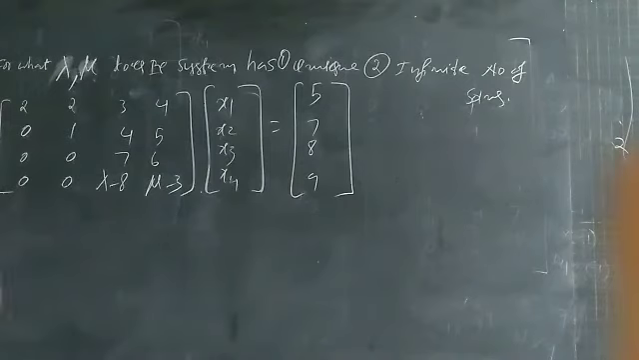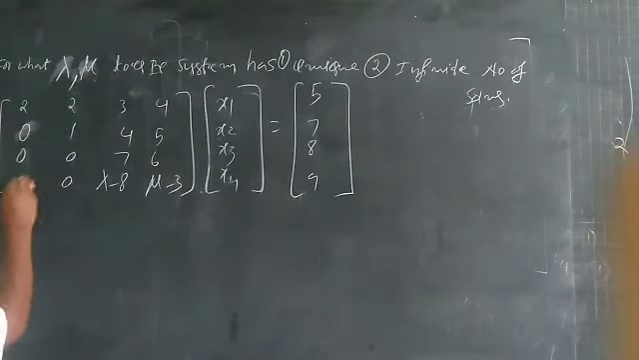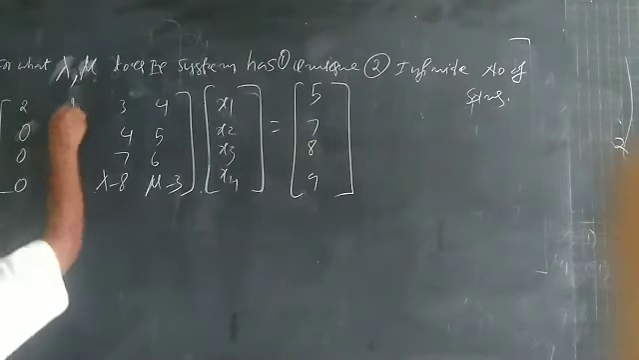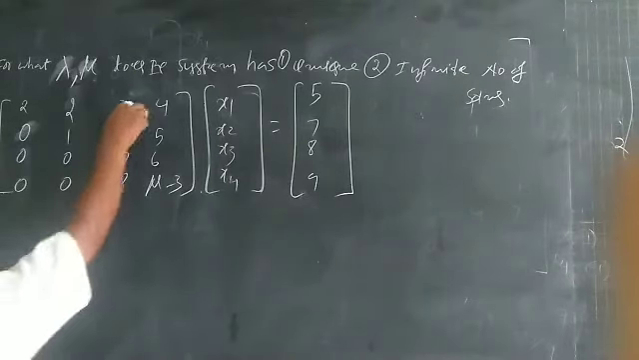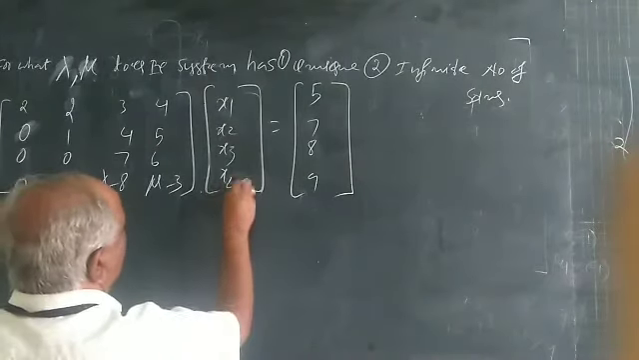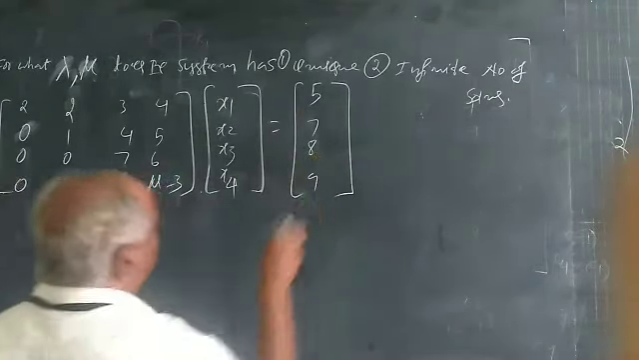What is the system? The system is like this: 2, 2, 3, 4 in the first row; 0, 1, 4, 5 in the second; 0, 0, 7, 6 in the third; 0, 0, 7, 6... This is 3, 4, 7, lambda minus 8. This is 4, 5, 6, mu minus 3. The unknowns are X1, X2, X3, X4, and the right side is 5, 7, 8, 9. Is it clear?